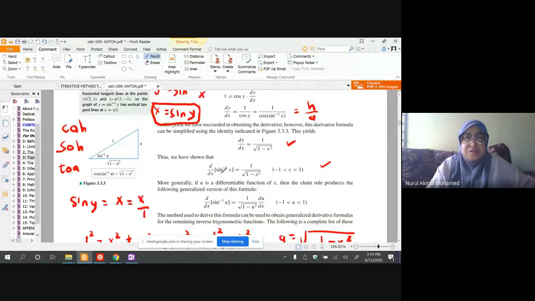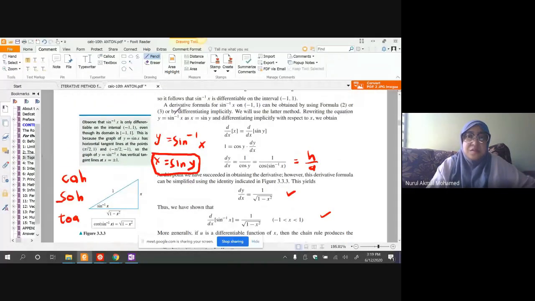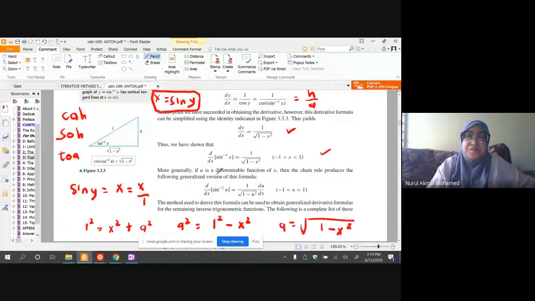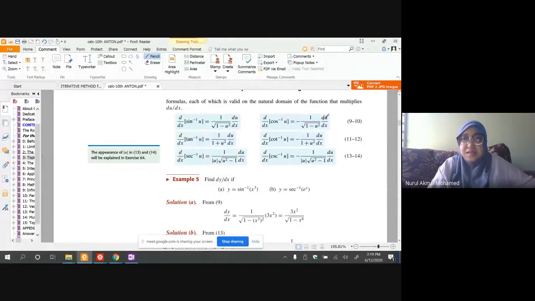Okay, so you can do the same thing for arc cos. This is for arc sine. For arc cos, you can use the same method and get the formula for arc cos, which is negative 1 over square root of 1 minus x squared. This is in terms of u if you have chain rule. For the arc cos of x, it is just negative 1 over square root of 1 minus x squared.